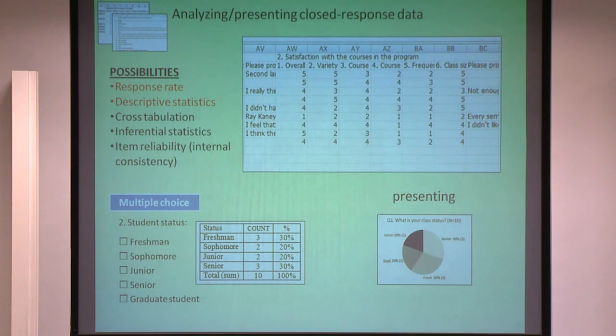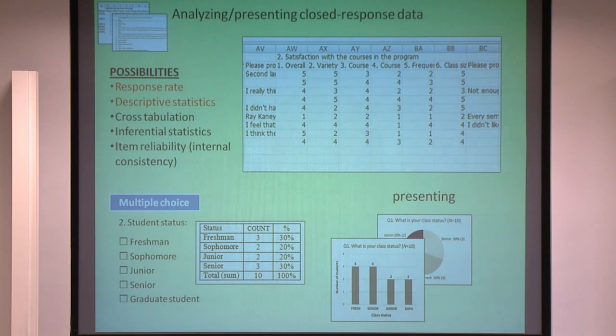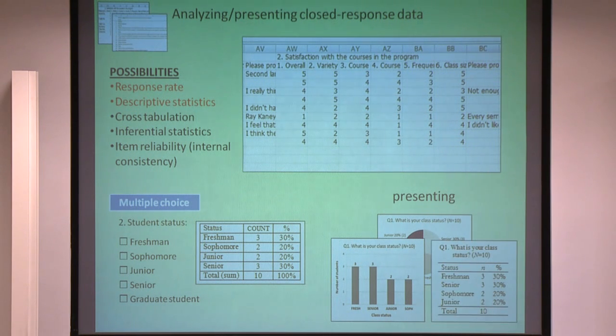Pie chart, good for comparing sections to the whole. Bar chart, good for comparing categories to each other. That one's bigger than that one. The recommended one, though, I would say is a table. Let's see which is most efficient.